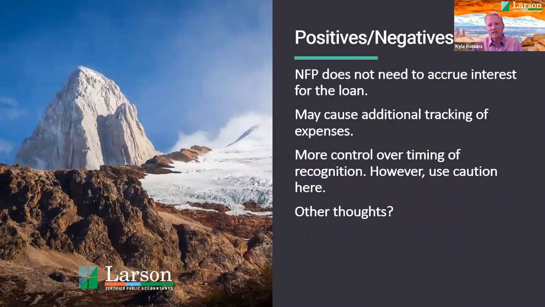Some positives and negatives here. So I think a positive is that you don't have to accrue interest for your loan. It's a refundable advance. You just leave that amount as it is. Once you have been forgiven and you do have part of the loan that you do need to pay off, at that point, you'd want to start accruing your interest for that. However, you don't need to worry about it until the forgiven point.